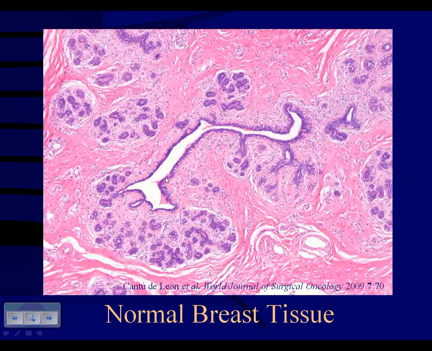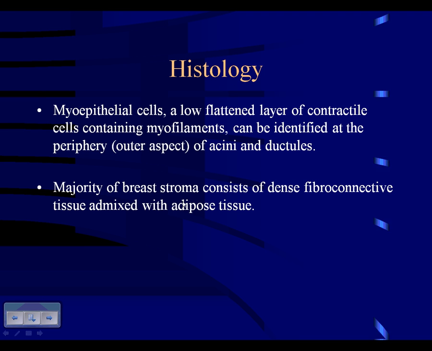Now, why are they there? Well, remember that when you put the myo in there, it means that there's some kind of muscle origin. And what happens is that this cell has contractile fibers that will allow the secretions to move throughout the duct system. So they're important for allowing those secretions to move. And so all of these epithelial cells will have at their basement layer a layer of myoepithelial cells.